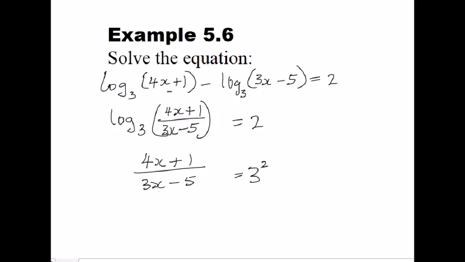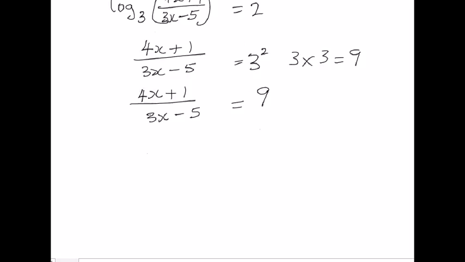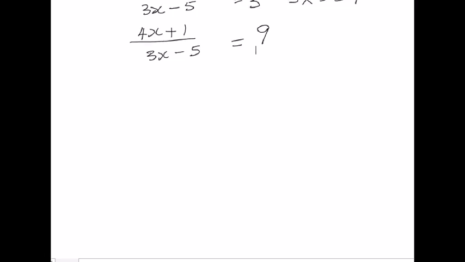Okay, and (4x plus 1) all over (3x minus 5) will be equal to, this means 3 times 3, and that is 9. So we are going to have 9 here. Then the next thing is to use cross multiplication. You cross multiply. That's the next thing to do.